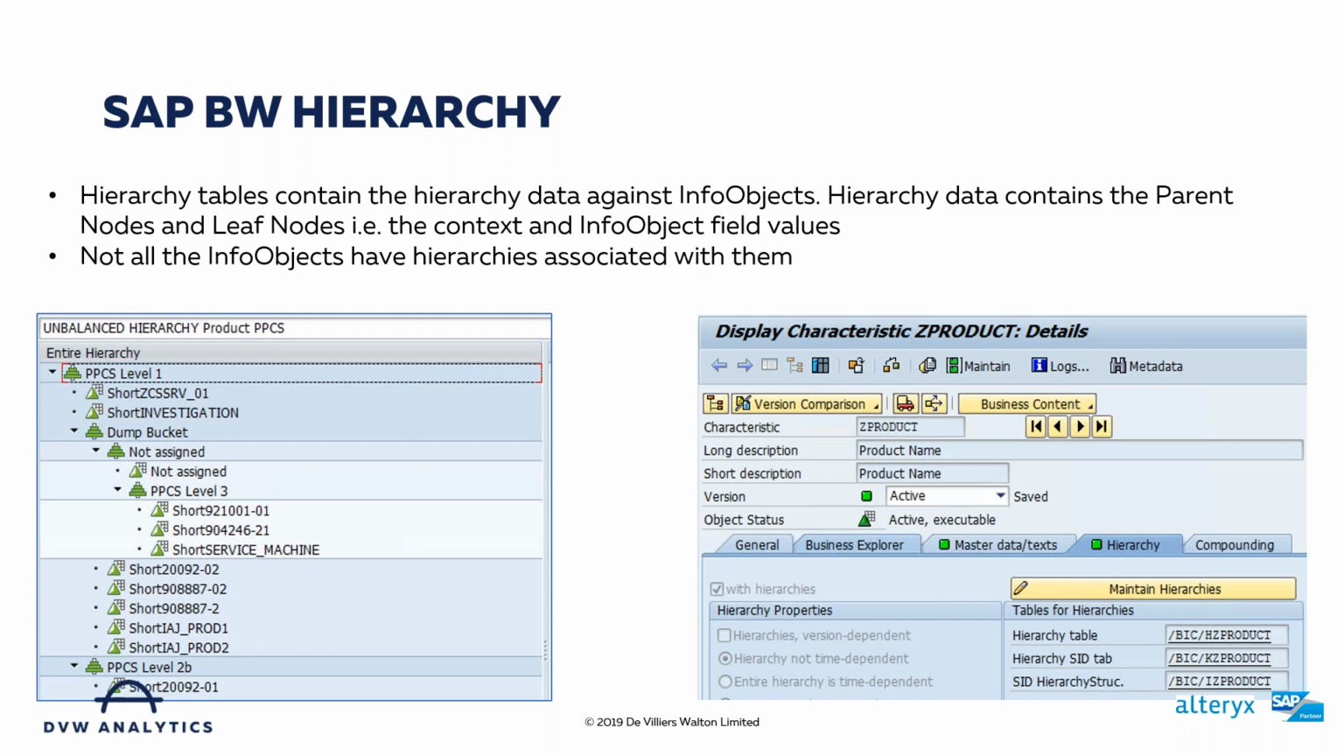The BW hierarchies themselves are not associated with every single object within the system, and a particular BW characteristic needs to be explicitly activated for use with hierarchies. In the screenshot here, we can see we have a product characteristic that has been activated for use with hierarchies. Where they have been activated, within the ACS and Alteryx we are able to extract the data associated with it.